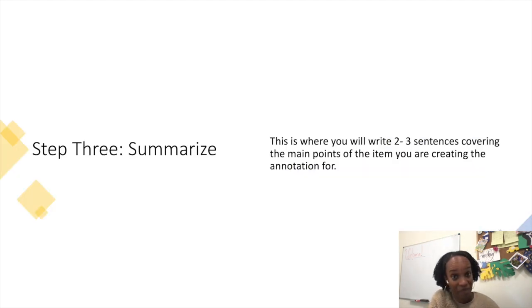Step 3, summarize your work. So you're going to write 2 to 3 sentences covering the main points of the item that you're creating the annotation for. Just giving a summary.